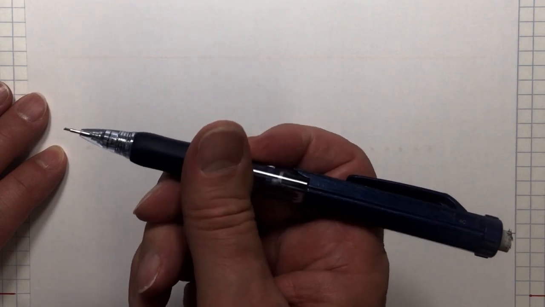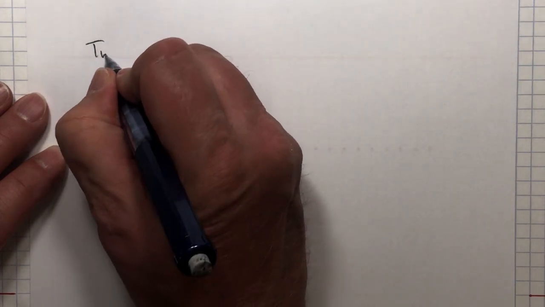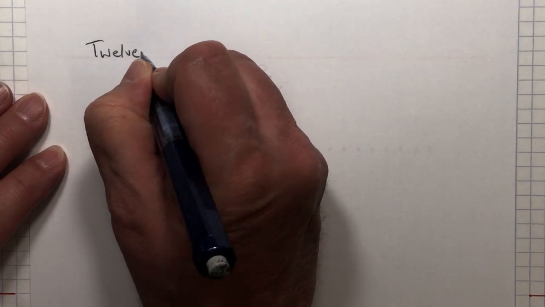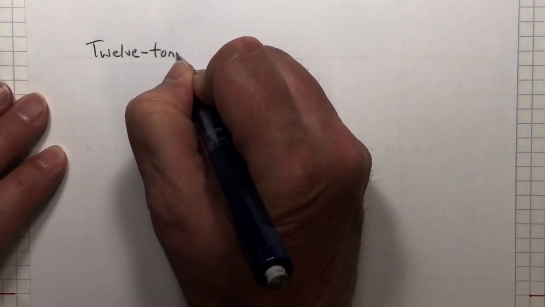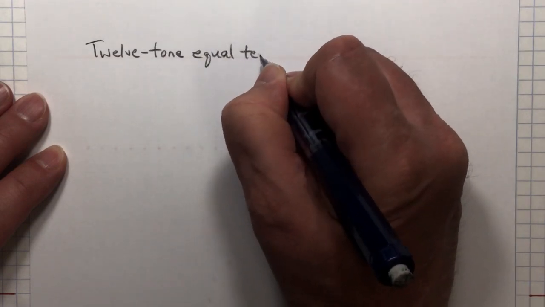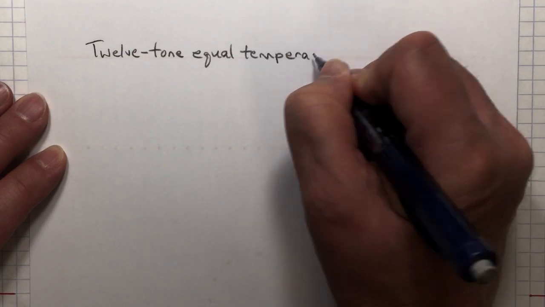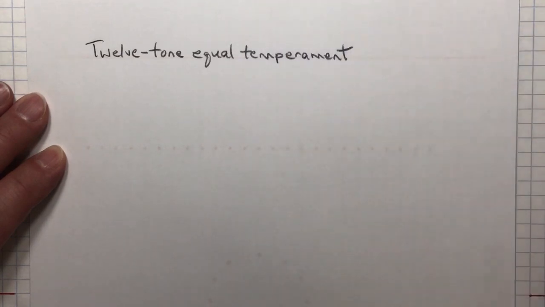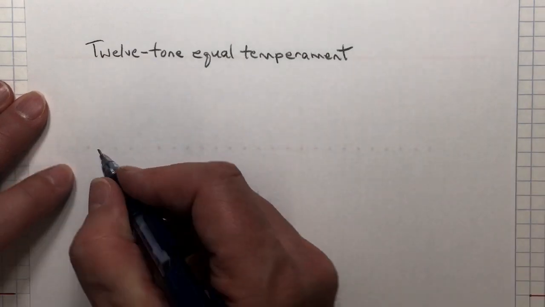Pianos and keyboards are tuned in a system called 12-tone equal temperament, sometimes called 12-tone equal, or just 12 equal. 12 points of sound, each the same distance apart.